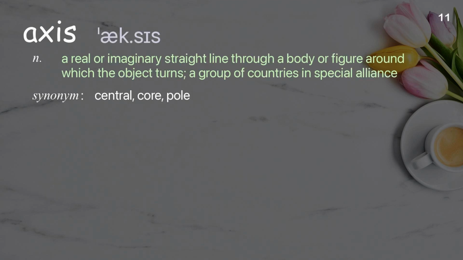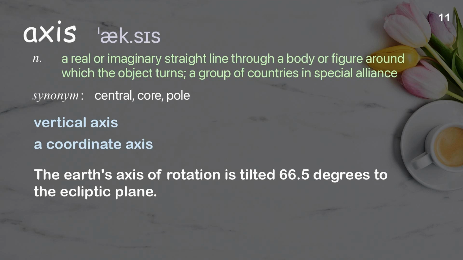Axis. A real or imaginary straight line through a body or figure around which the object turns; a group of countries in special alliance. Examples. Vertical axis. A coordinate axis. The Earth's axis of rotation is tilted 66.5 degrees to the ecliptic plane.